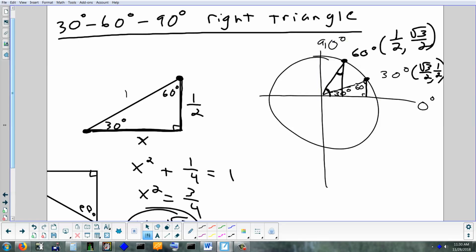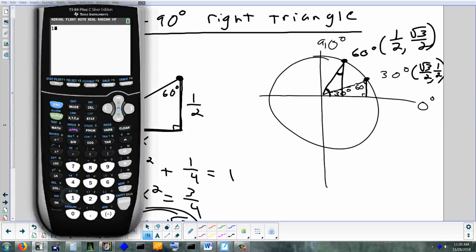√3/2. The only thing that's a little tricky about the 30 and the 60 is it's kind of easy to mix up the 2 numbers. Wait, so is this the one where the half comes first, or should the √3/2 come first? Well, look at the decimals. Okay, 1/2 is 0.5. √3/2 is 0.866. √3/2 is a bigger number than 1/2.